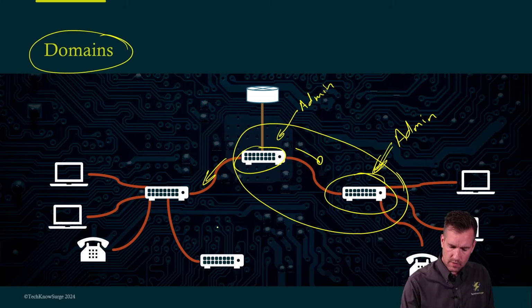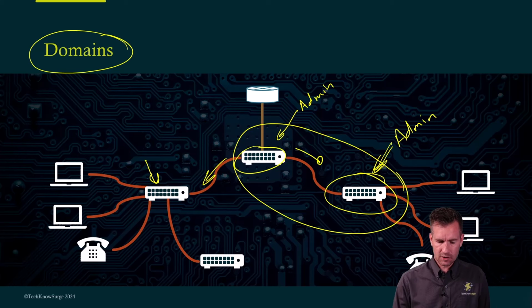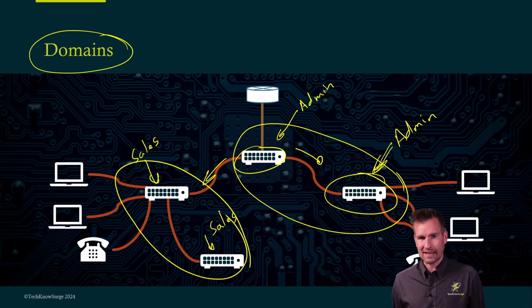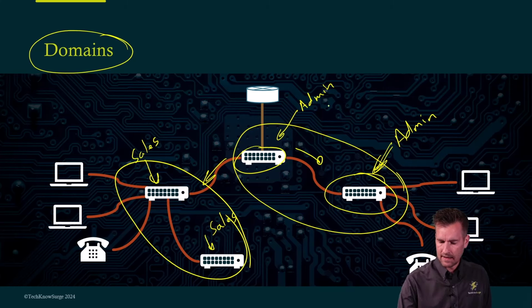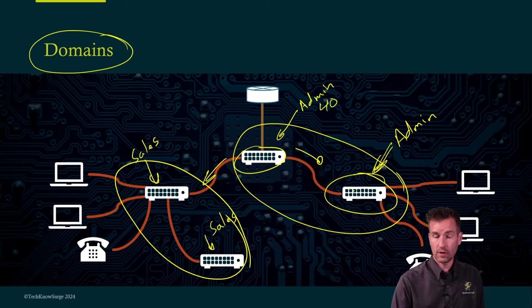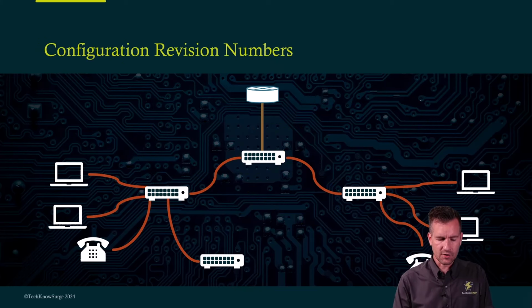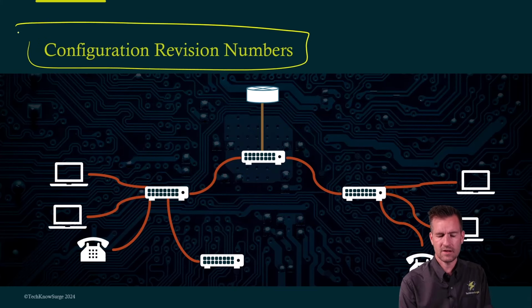Although if these two switches, let's say they're on a different domain, so maybe they're on the sales domain. If these two are on a separate domain, then these would act separately and they wouldn't get the update. If I'm updating, let's say, VLAN 40 on these devices, these two would not automatically update because they're part of a different domain.